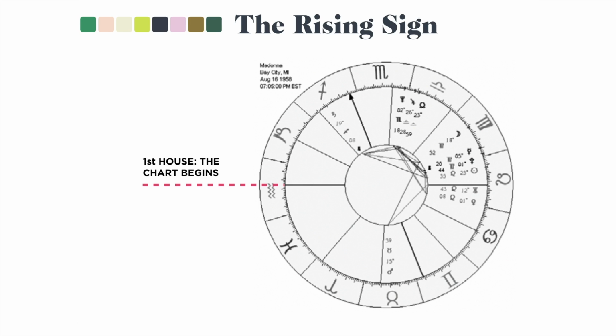So the rising sign or ascendant is the cusp or the beginning edge of the first house of the zodiac. So this is Madonna's chart, and it's the borderline of the first house. That's her.